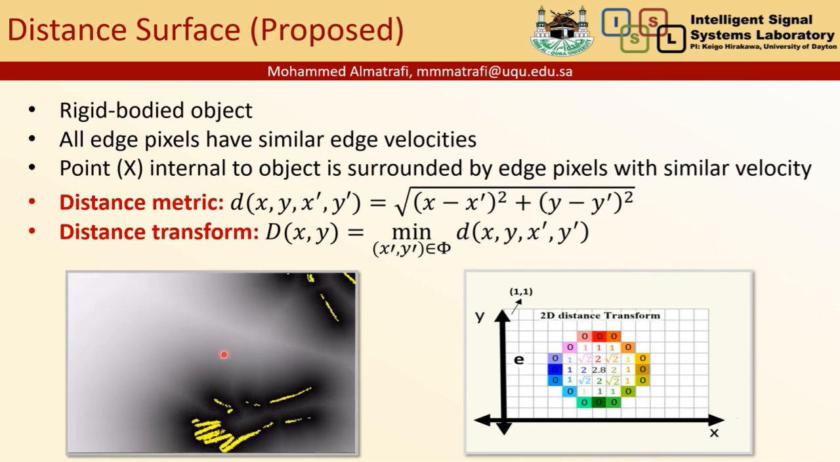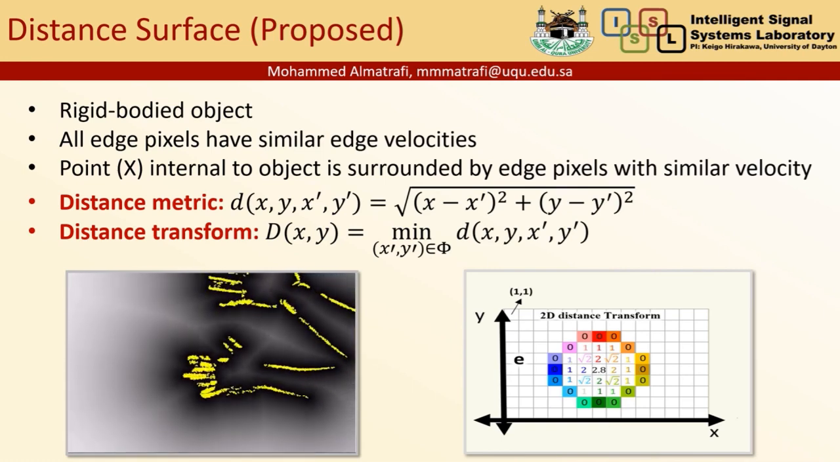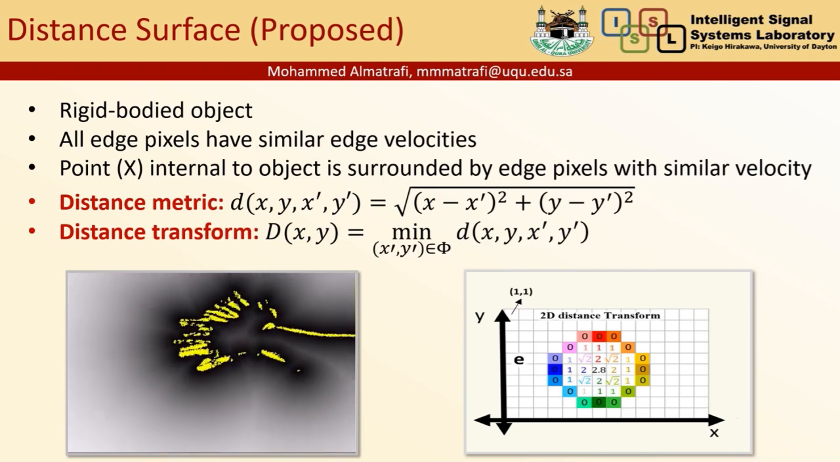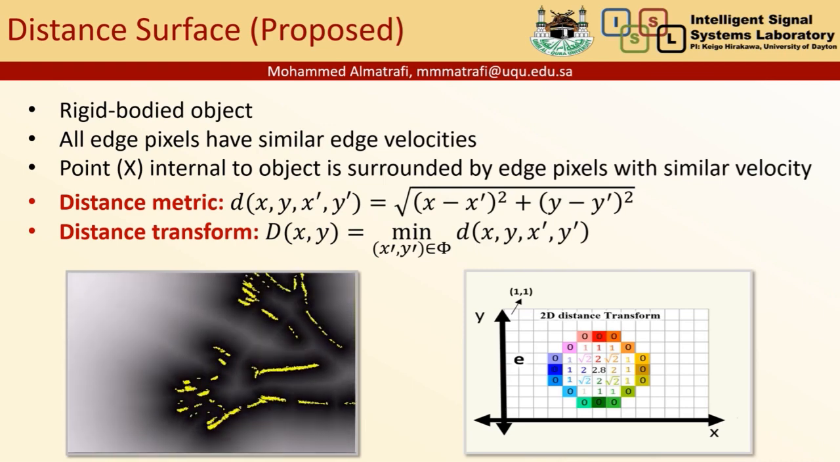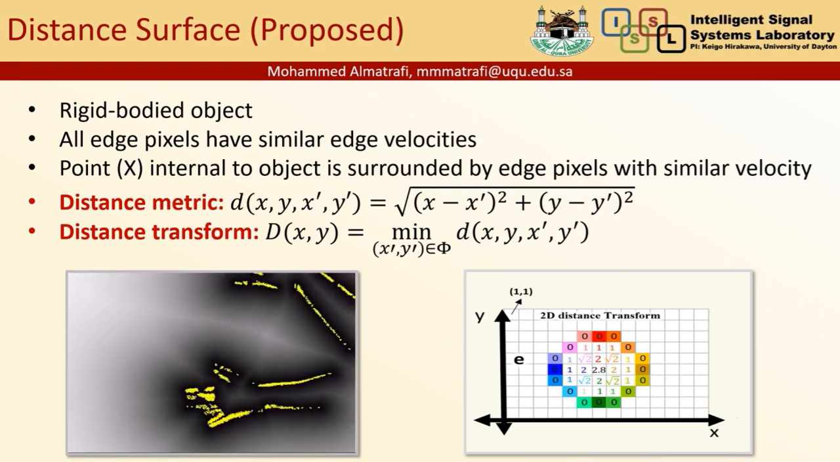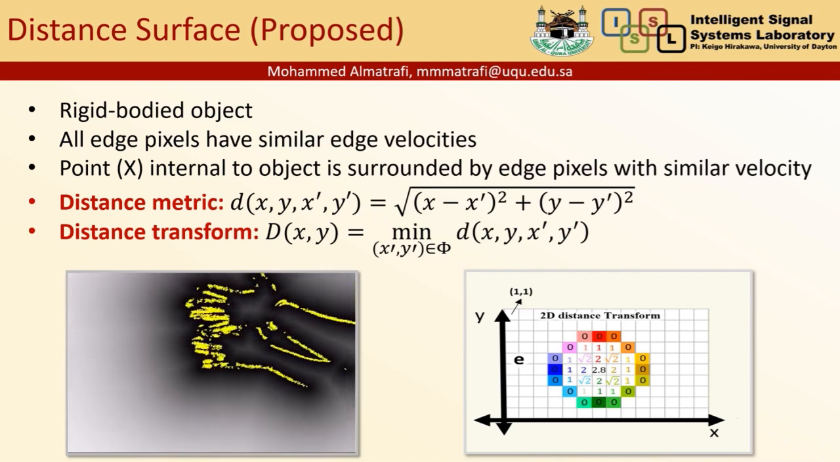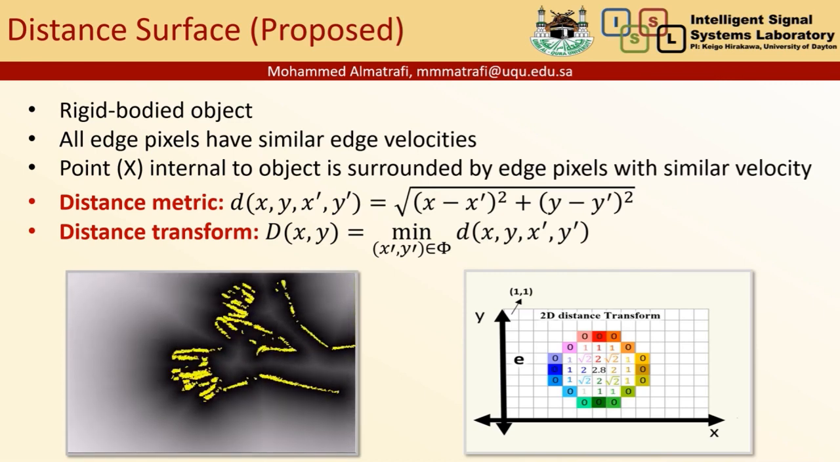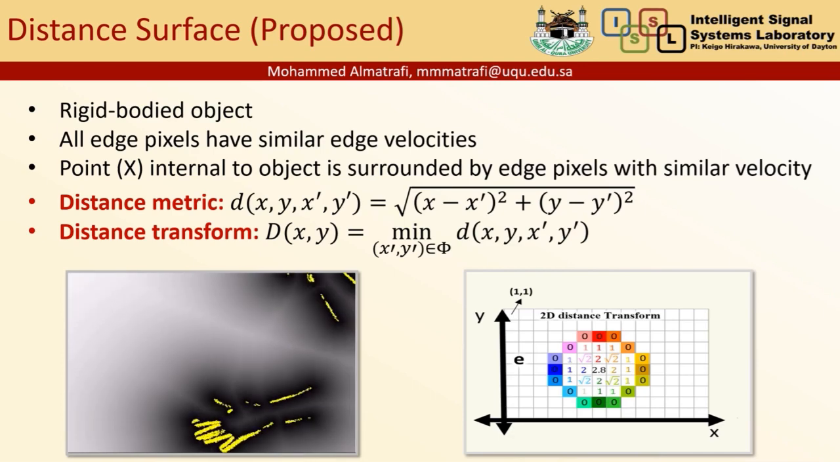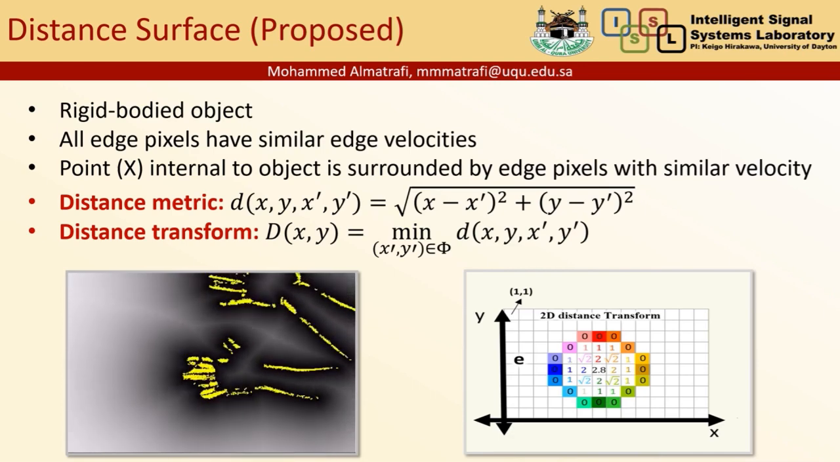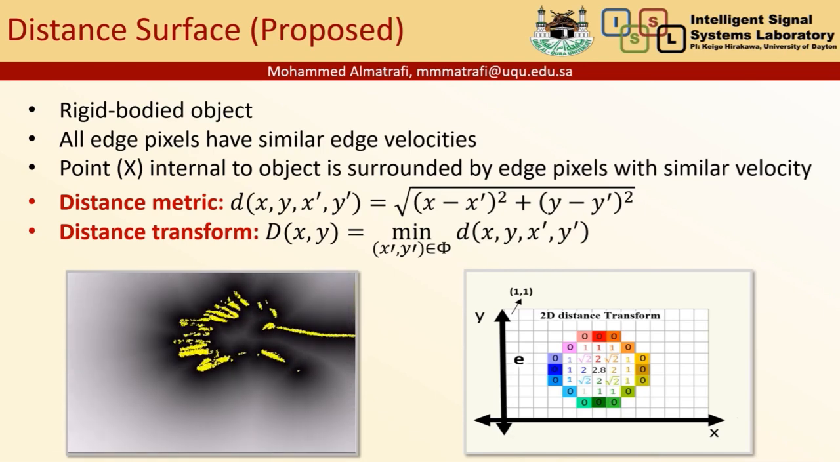Here on the left, we show an example of our proposed distance surfaces on real data. We show an animation that contains a sequence of edge maps shown in yellow dots overlaid on the corresponding distance surfaces. Events here are sampled at 1 millisecond to generate the edge map, and the playback is at 100 frames per second.